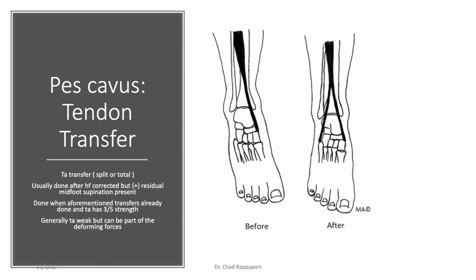Another well-described tendon transfer is the SPLATT, or the split tibialis anterior transfer. And this is usually done after the hindfoot is corrected, but there's persistent residual midfoot supination. It's done when the previously mentioned transfers have already been done and the tibialis anterior has at least 3 out of 5 strength.